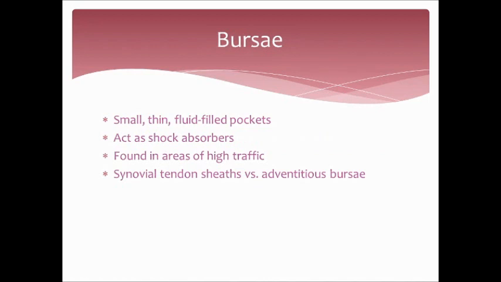Bursae are small, thin, fluid-filled pockets that act as shock absorbers. They're found in areas of high traffic in our bodies, things that often come in contact with the external environment in those places. So there are a couple of different types of bursae. We have synovial tendon sheaths. Those are tubular bursae that surround the tendons where they cross bones. And there's adventitious bursae, which develop in abnormal locations, usually due to some sort of mechanical stress.